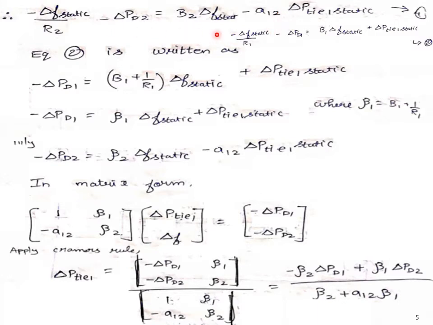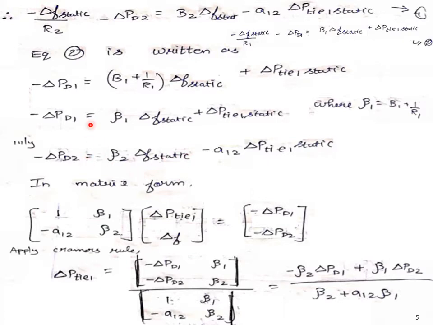Now from equation 1, that is control area 1, we segregate del F static to one side with the tie line power, and your equation will come like this. And this B1 plus 1 by R1 is your beta 1. Beta is your area frequency response characteristic. We have seen this earlier in the uncontrolled case of static analysis of the single area system. Similarly, for area 2, minus del PD2 equals beta 2 into del f minus tie line power.